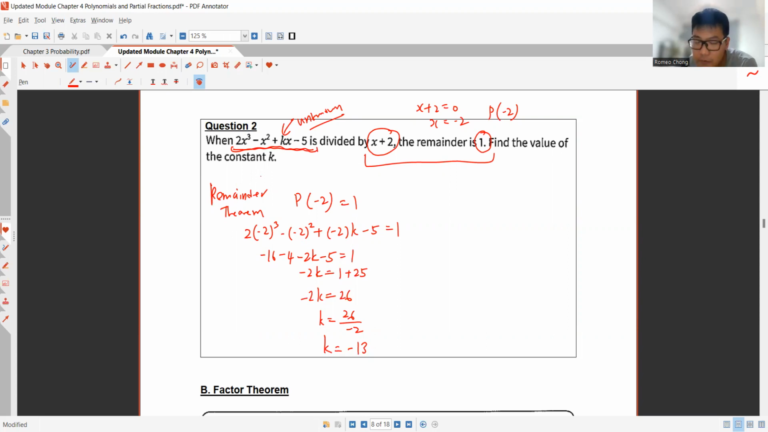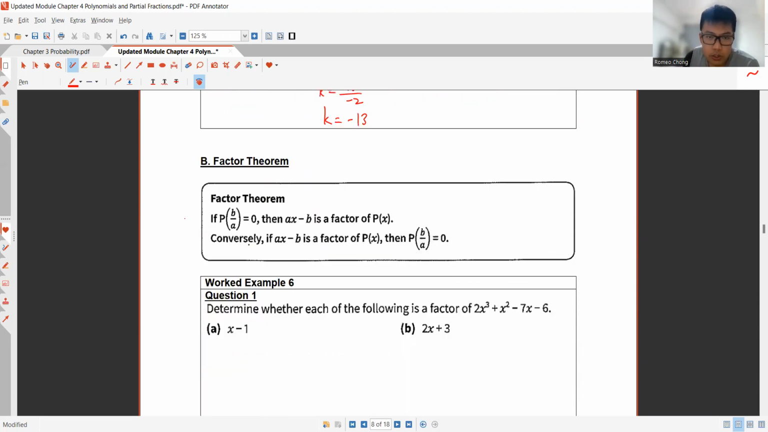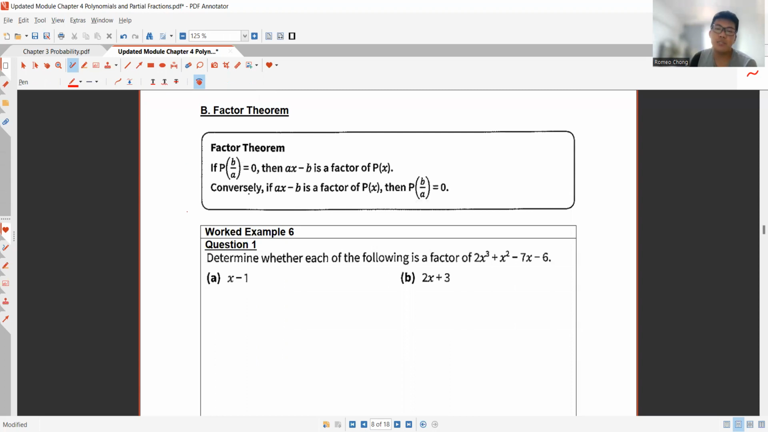Okay, the next one, factor theorem. I'm going to explain with the factor theorem. The factor theorem is the same as the remainder theorem. But when we mention factor, it means that when your polynomial is divided by ax minus b, if you say this ax minus b is a factor of the polynomial, meaning that when you do the long division, there is no remainder.